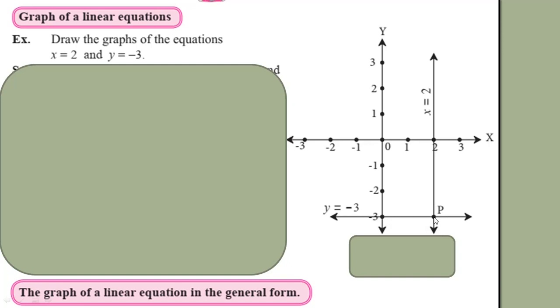This is the point P and this is the solution for these equations. The coordinates of this point are: x coordinate is 2 and y coordinate is minus 3, that is (2, -3). So when we have this type of problem, we need to define the point. First we'll draw the first line, then the second line, and wherever these two lines cross each other, we'll locate or mark that point as the given point.